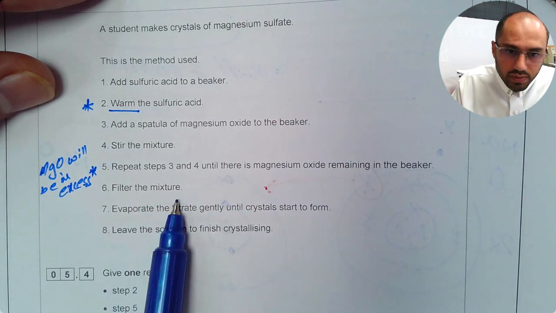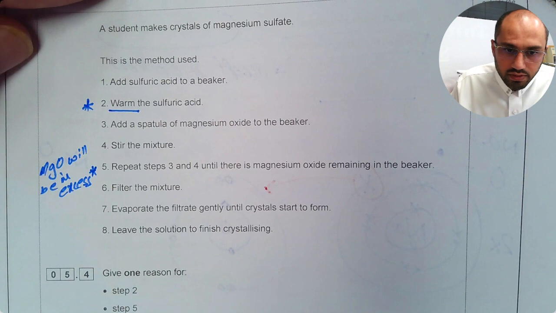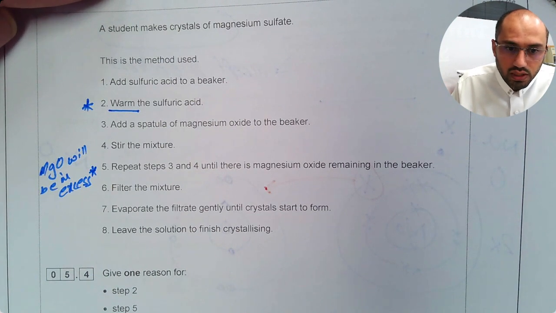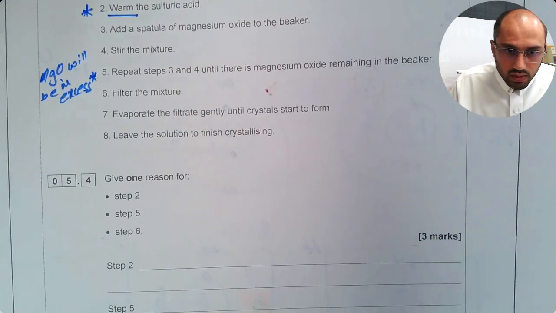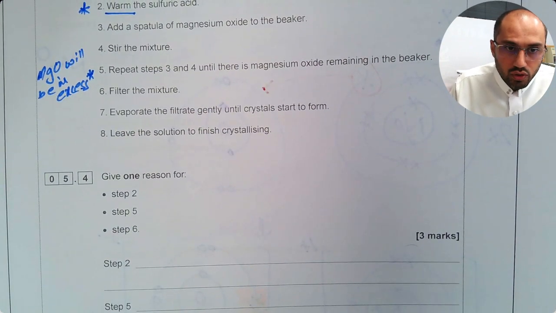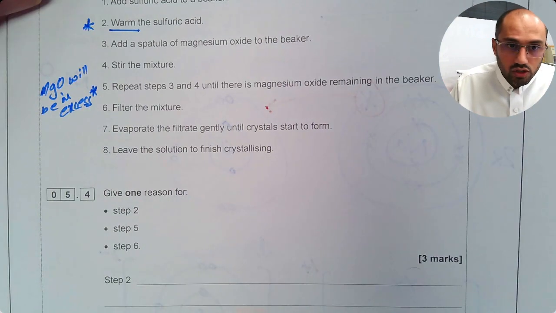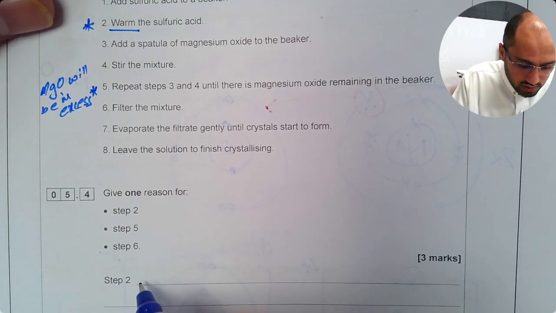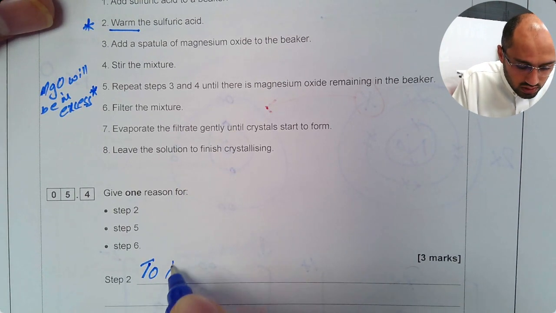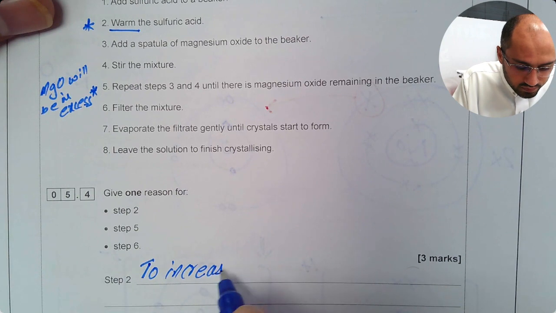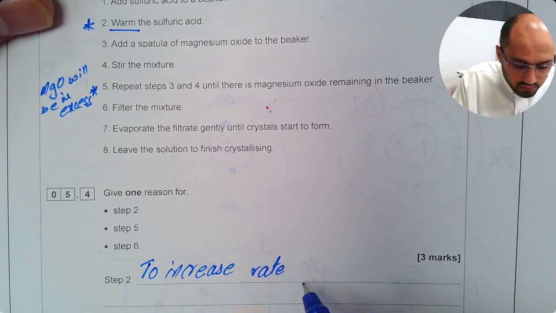Then it says filter the mixture, evaporate the filtrate gently until crystals start to form, leave the solution to finish crystallization. The question says, give one reason for step 2. So why did they warm the sulfuric acid? Warming means you are increasing the temperature. So when you increase the temperature, that will increase the rate of reaction. So we can say to increase rate of reaction.